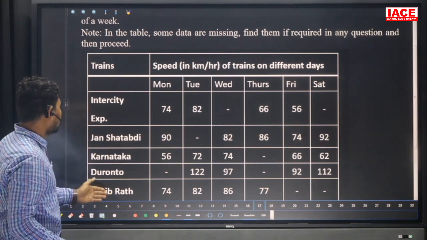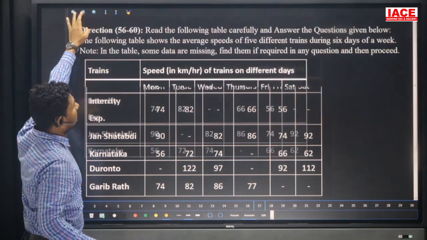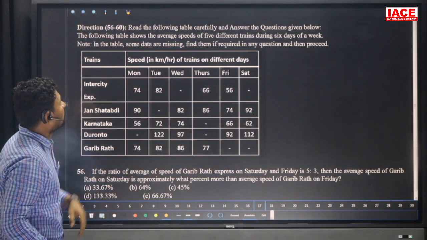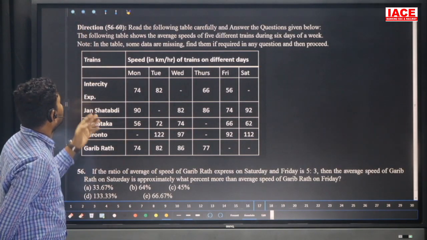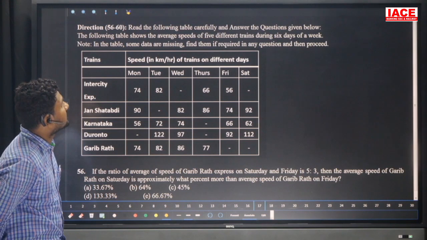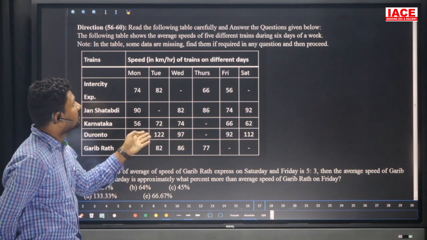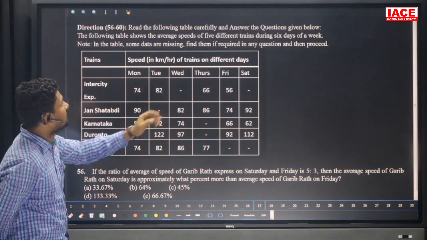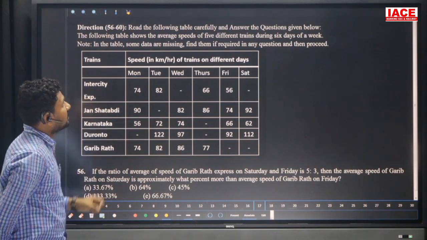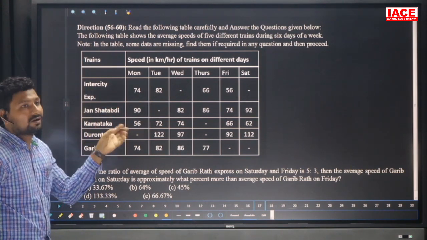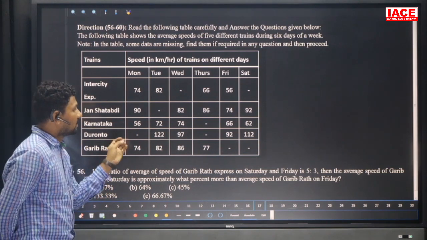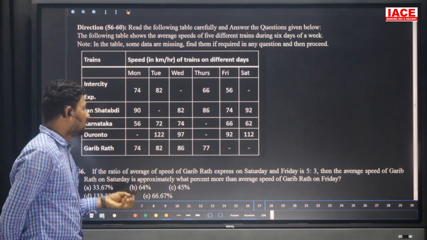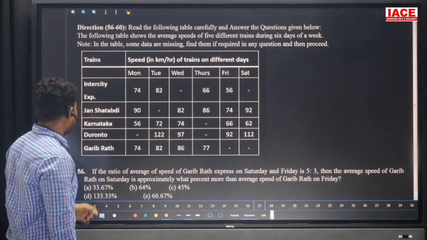Next, we have a DI based on the table, and that too it is based on the speeds. The train names are mentioned, and here the speeds are also mentioned. Read the following table carefully and answer the questions given below. The following table shows the average speeds of 5 different trains, over 6 days a week. In the table, some data are missing. Find the required data and answer the questions. So, missing data also we have to find based on the given data, and we have to find the answer.